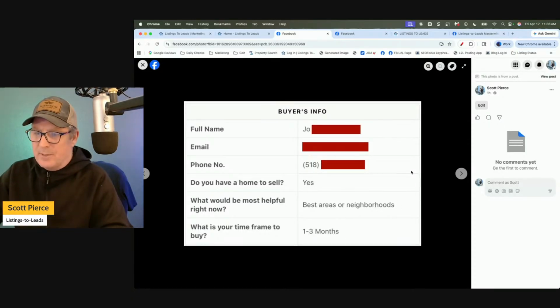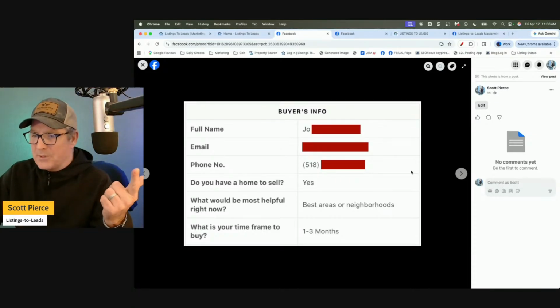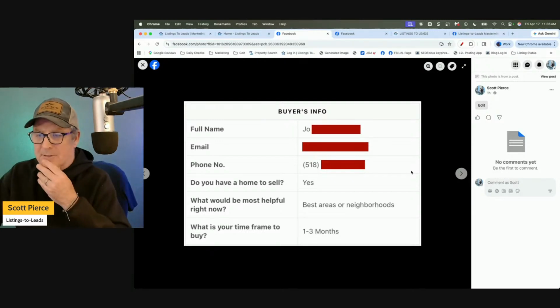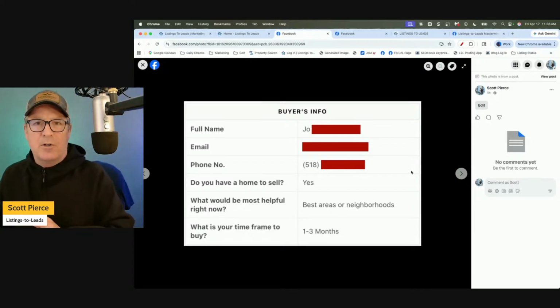Joe, do you have a home to sell? Yes, I do. What would be most helpful? Best areas or neighborhoods? Time frame to buy, 1 to 3 months. So again, I'm just going to refer to this. Oh, I see you currently own a home. Is your home in the current area?